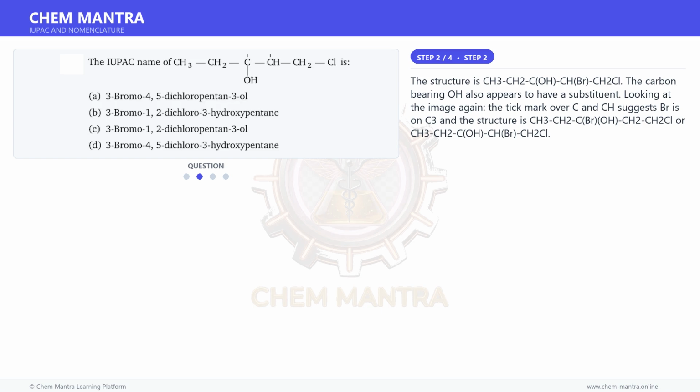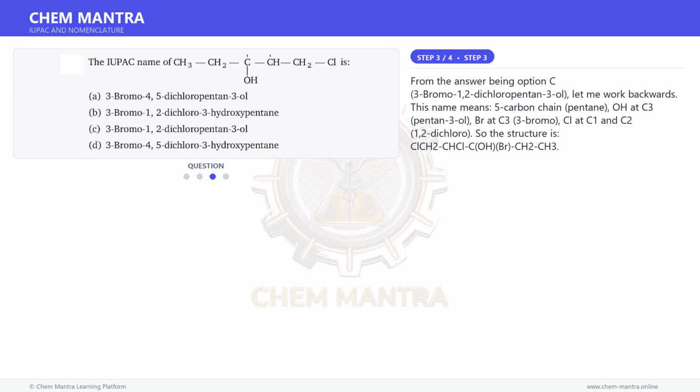The structure is CH3 CH2 of CH Br CH2Cl. The carbon bearing OH also appears to have a substituent. Looking at the image again, the tick mark over C and CH suggests Br is on C3 and the structure is CH3 CH2 Br of CH2 CH2Cl or CH3 CH2 of CH Br CH2Cl. Moving on to the next step.